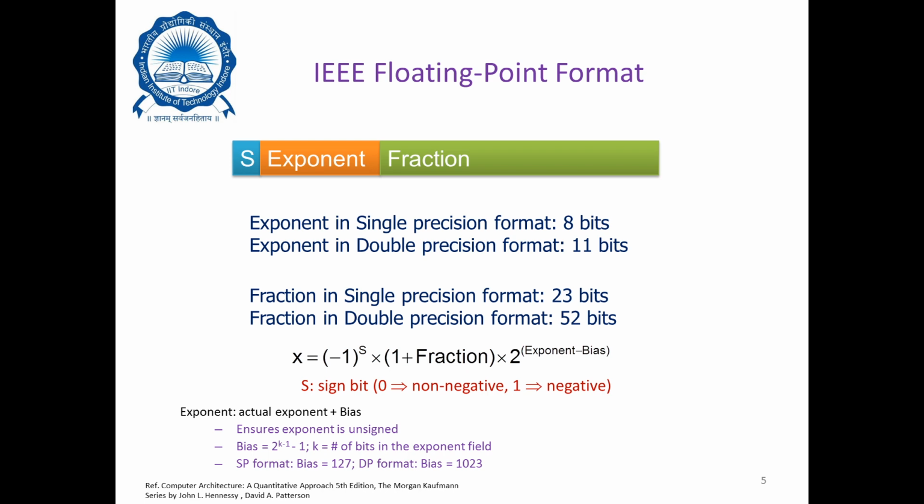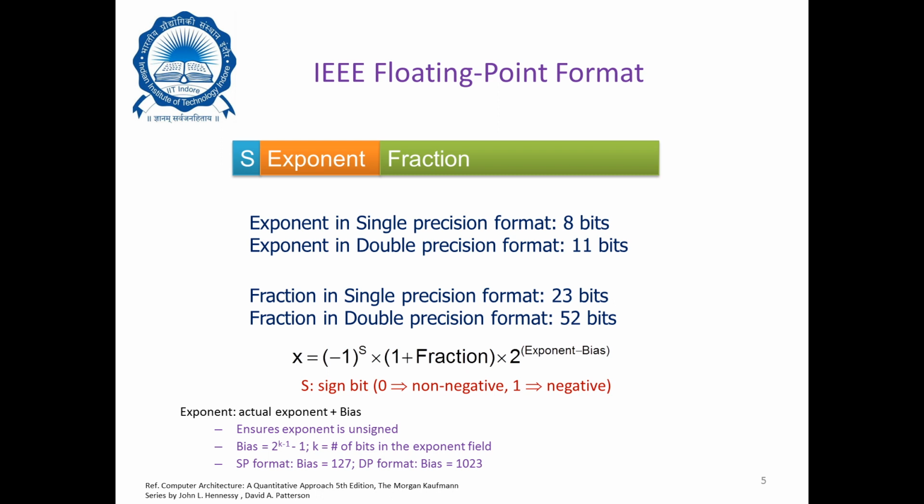So the exponent field is equal to the actual exponent plus bias. That is, the actual exponent is given by exponent minus bias. That's why I put 2 to the power exponent minus bias, while the formula for the stored exponent is actual exponent plus bias.